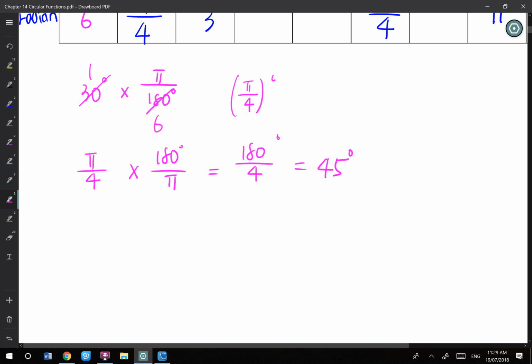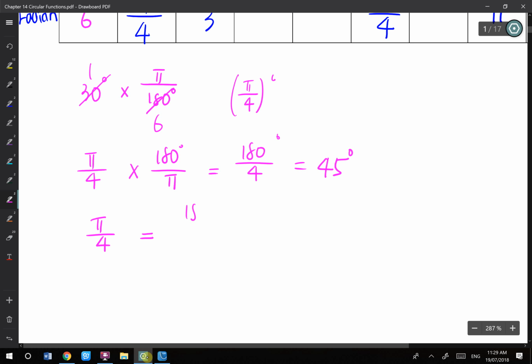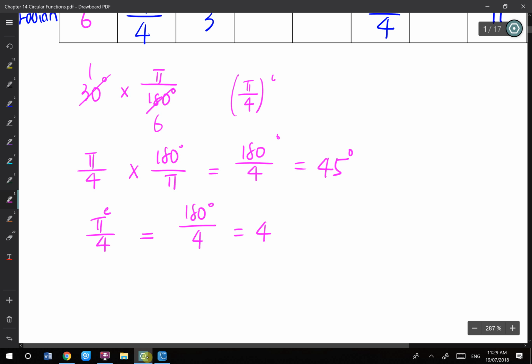Or another thing we can do is, you know that pi is equivalent to 180 degrees, right? Pi radian is 180 degrees. So I can directly change pi to 180 degrees. Because it's pi radian over 4, it's 180 degrees over 4. It will be the same. They are equivalent. Pi and 180, they are the same thing. So that is 45 degrees as well. Just saves one step.